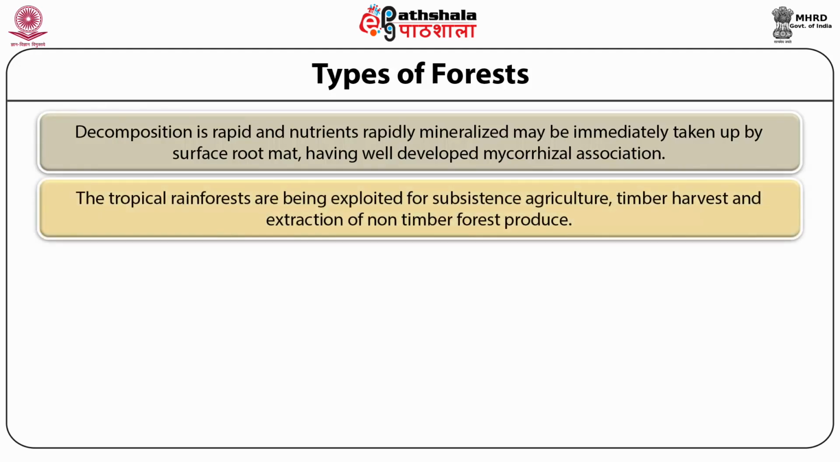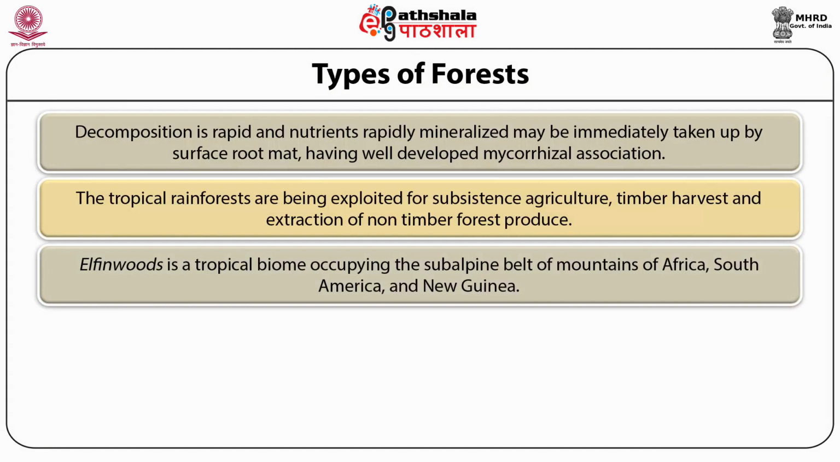The tropical rainforests are being exploited for subsistence agriculture, timber harvest, and extraction of non-timber forest produce. Timber harvest is a source of valuable timber like mahogany as well as firewood. Elfin woods in a tropical biome occupy the subalpine belt of mountains of Africa, South America, and New Guinea. Because of high elevation, the climate is cold, but because of low latitude, seasons are not sharply distinguishable. Rain, fog, and clouds are constant features.